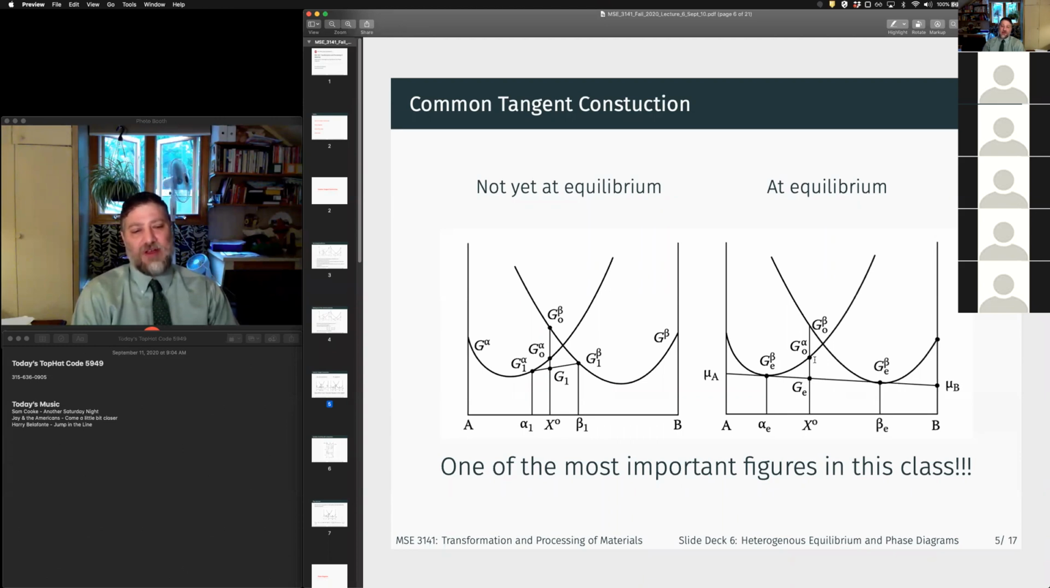So the driving force for the phase formation, right? If I start with pure alpha and I mix in this much B, so I'm at this composition here, the driving force for the formation of beta is essentially going to be this difference in free energy here.